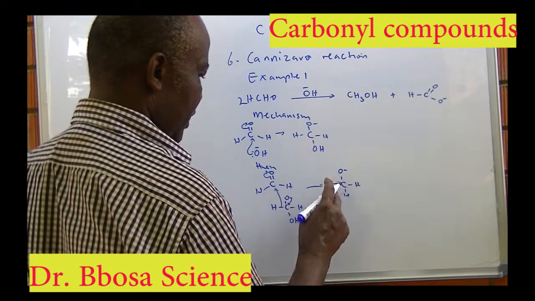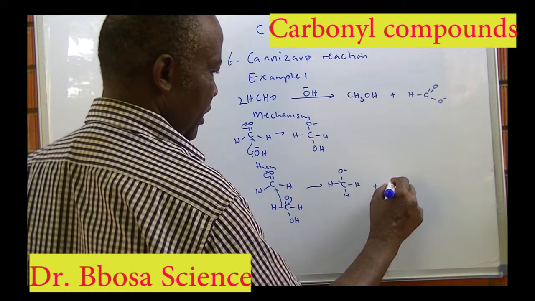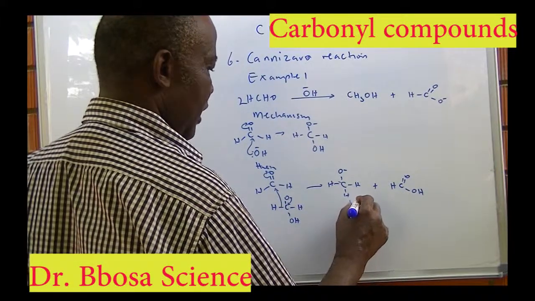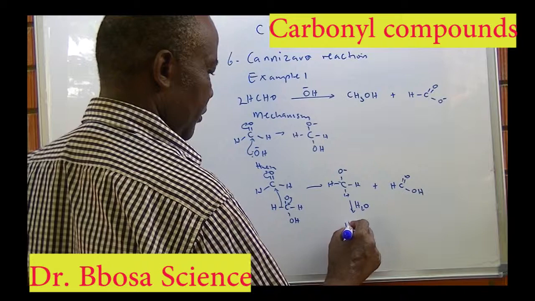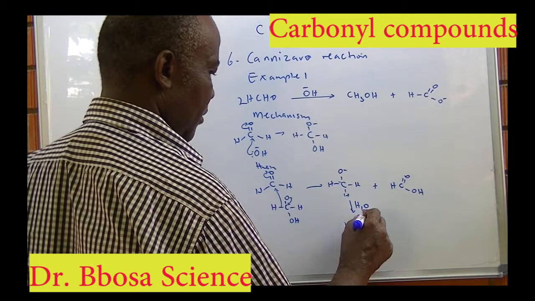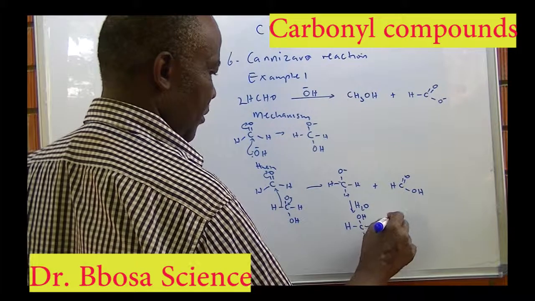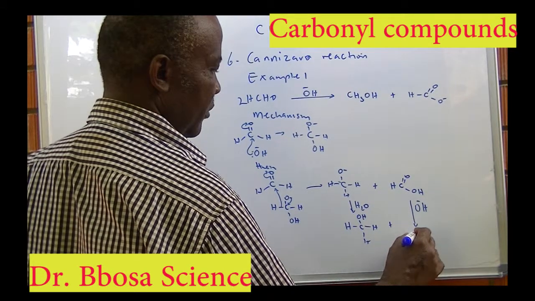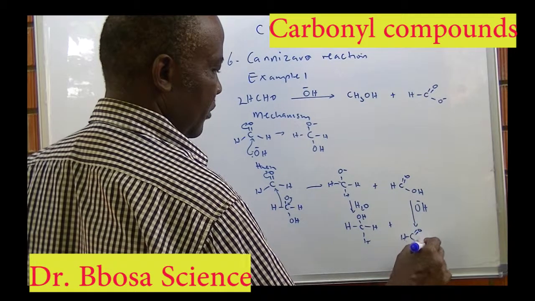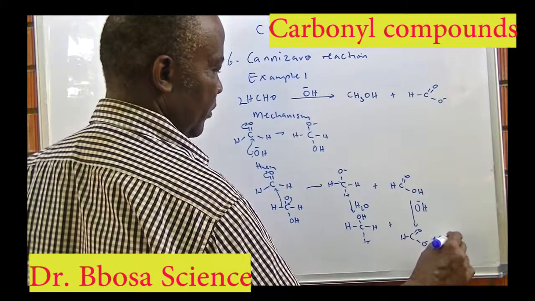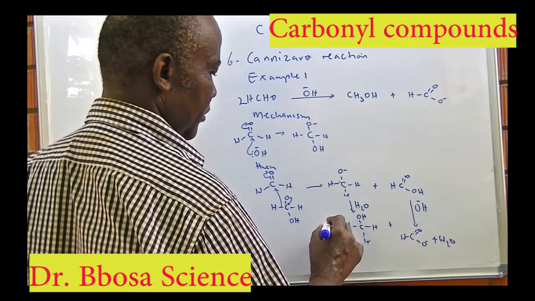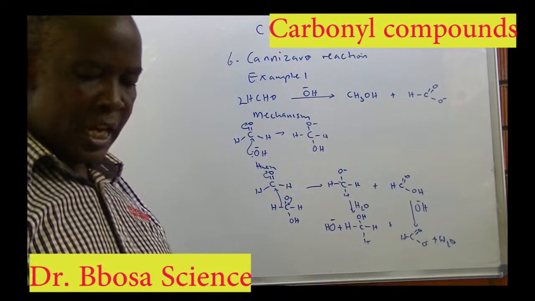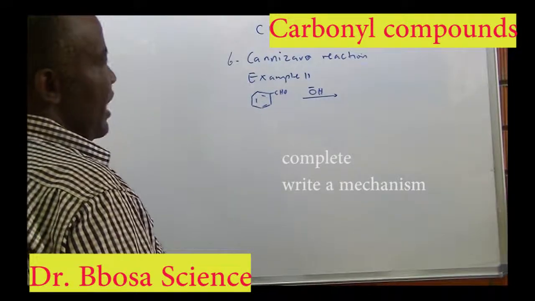This one comes there to form this, plus HC double bond O, OH. We add water here. Then you add OH there. Plus OH, so we get an alcohol and a carboxylic acid. Example 2, complete and then write a mechanism.